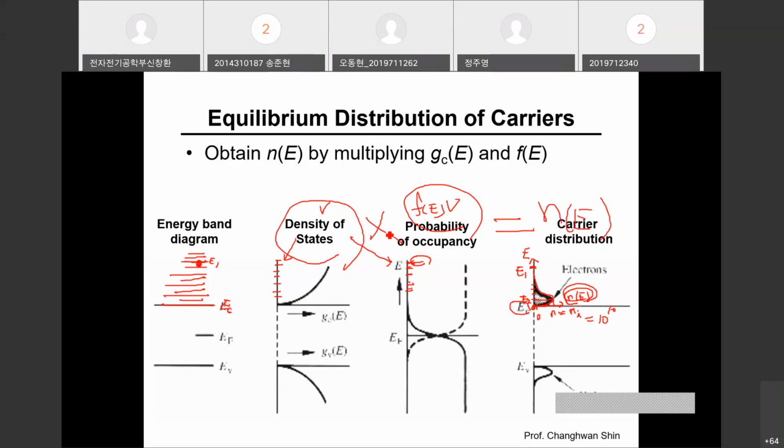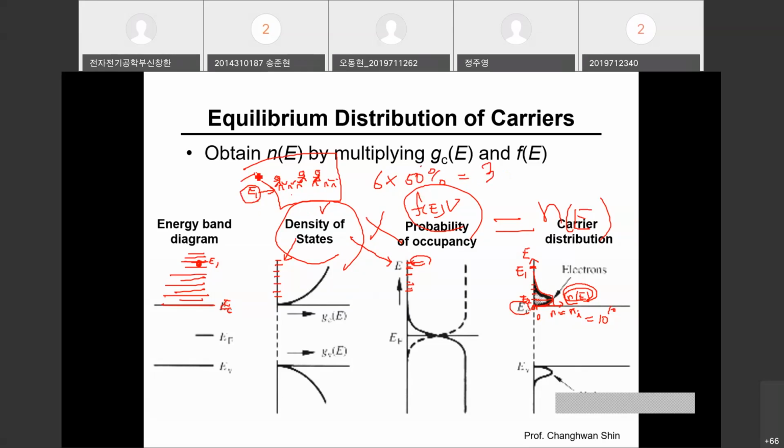So how do we get this? Going back to the baseball stadium again, you remember this figure as I drew. At a certain energy state, there are six chairs, but the CCTV tells us only 3 chairs are secured by people. So 50% of chairs are secured with a person. So effectively 3 people can be found at this energy state E sub 1.